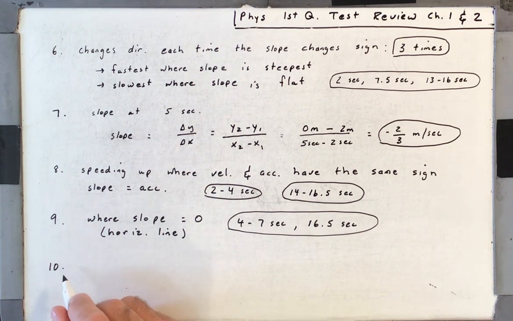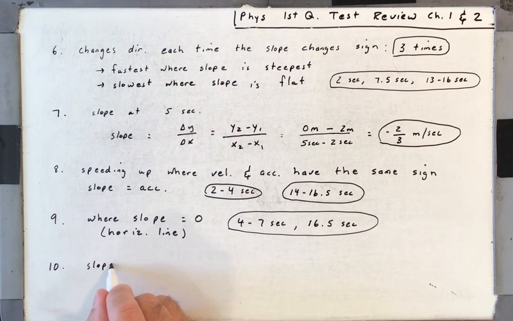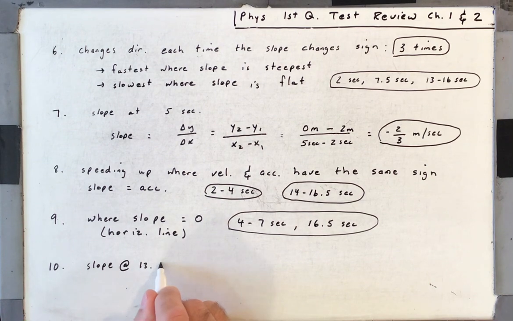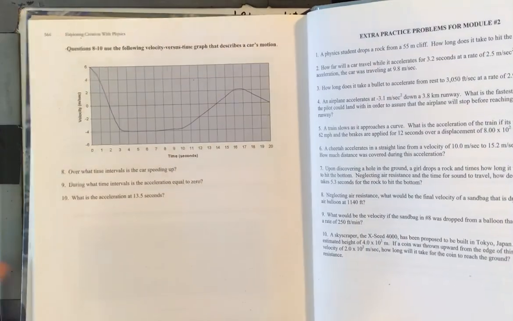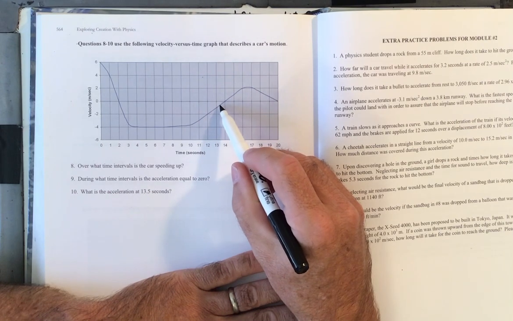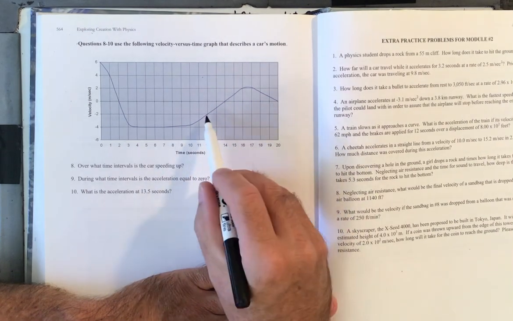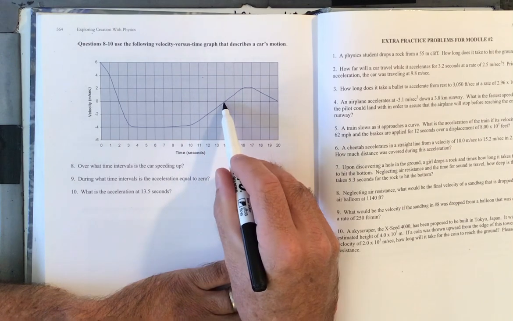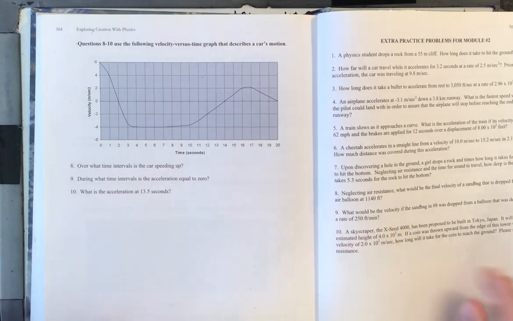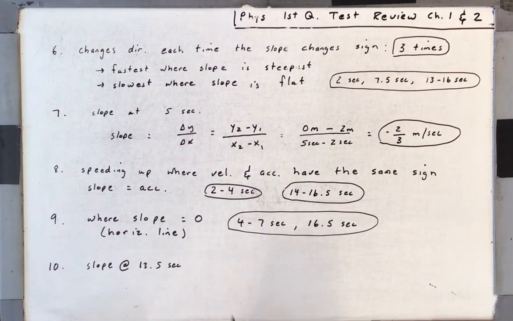And then number 10, what's the acceleration at 13.5 seconds? We need the slope at 13.5 seconds. All right, so 13.5, right in here, I need to pick an interval that has 13.5 in it that is easy to read on the graph. And I think it's easy to read the graph at 12 seconds and at 14 seconds. 13.5 falls in between those two, so I'm going to figure out the slope between 12 and 14 seconds.